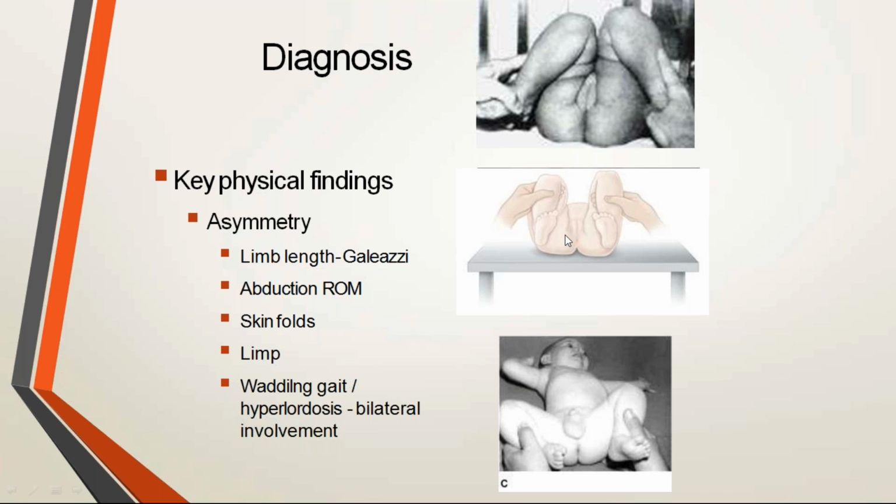Ask the baby to flex the hip joint and knee joint and check for the symmetry of the knee joint lines. This is Galeazzi's test. And check abduction for the range of movements, and skin folds. Already discussed skin folds. If the baby is walking, look for the limp or waddling gait. In bilateral involvement, you will see hyperlordosis.